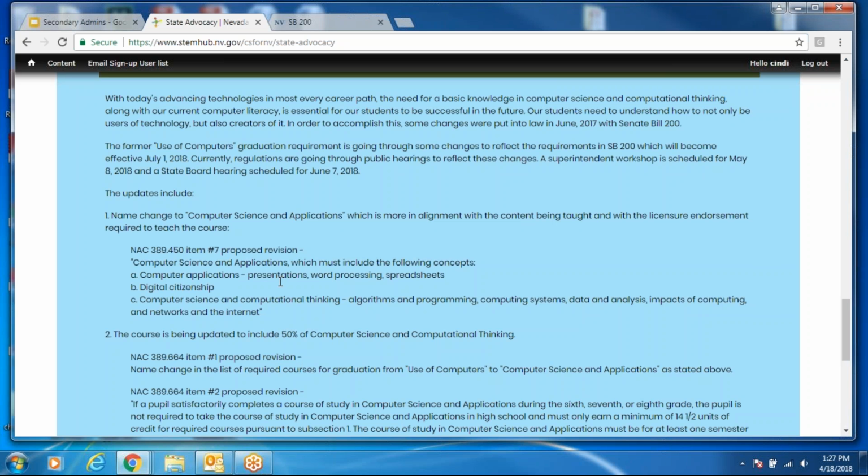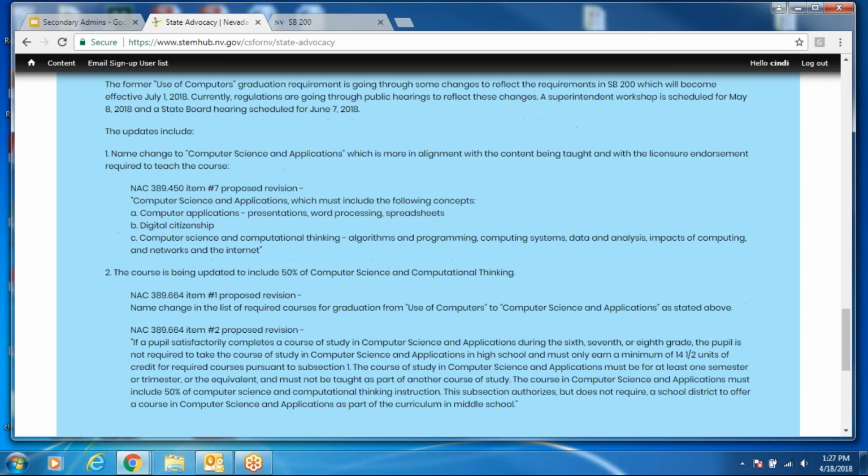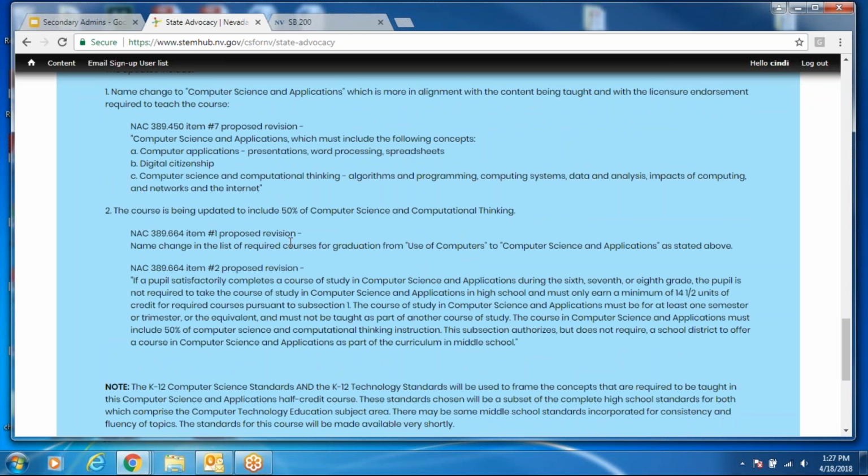It needs to include these following concepts: computer applications, digital citizenship, and then computer science and computational thinking. The percentage recommended by the subcommittee to the state board is 50% computer science and computational thinking, and then the other 50% would be the productivity tools.